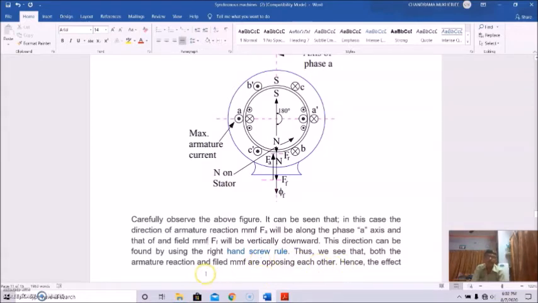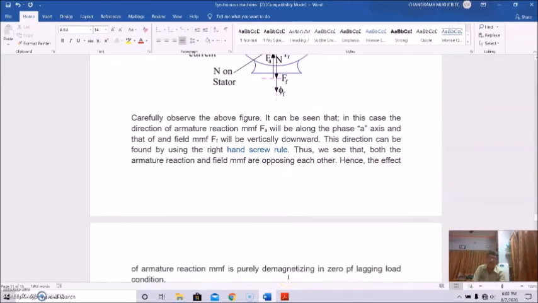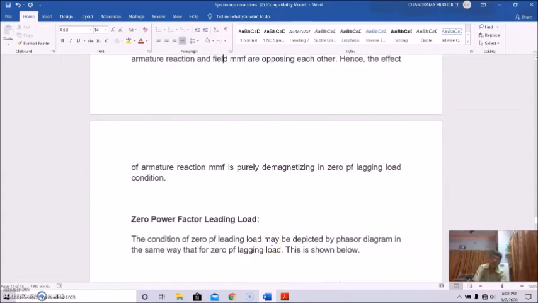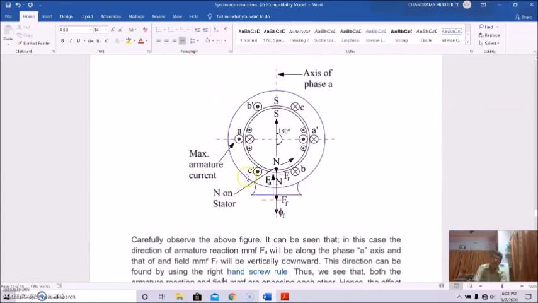So thus we see that the armature reaction MMF and the field MMF are opposing each other. Hence the effect of armature reaction MMF is purely demagnetizing in zero power factor lagging load conditions. And this is also shown here.